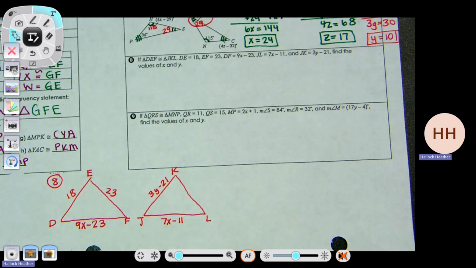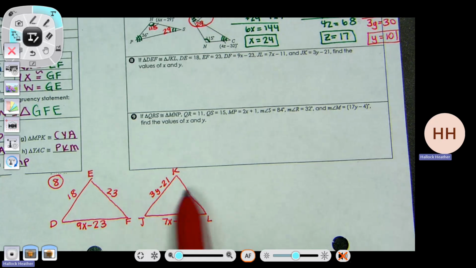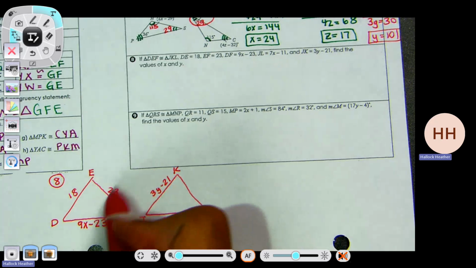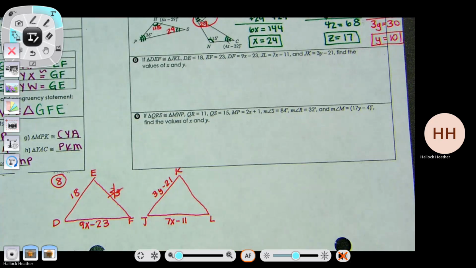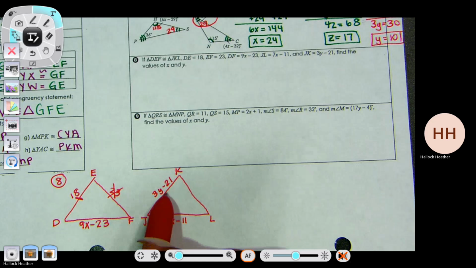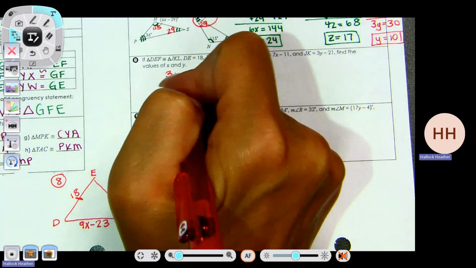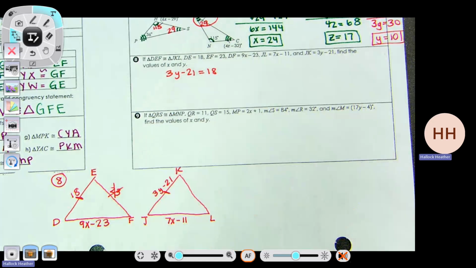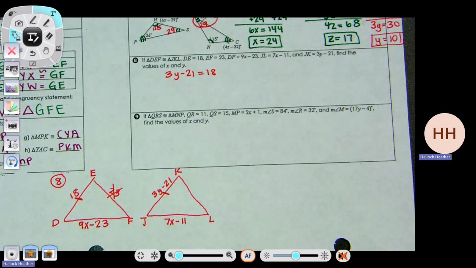We don't have a Z in this problem. Does anybody see the side that is extra that we're not going to use at all that has a number on it? 23. 23 has no corresponding part. We are not going to use 23. It's literally there to throw us off. He has no friend. We're not going to use him. We're going to match the corresponding parts on the other triangles. So 18 matches with what? Perfect. And then you're going to match the other 2, which is 9x minus 23 equals x plus 1.